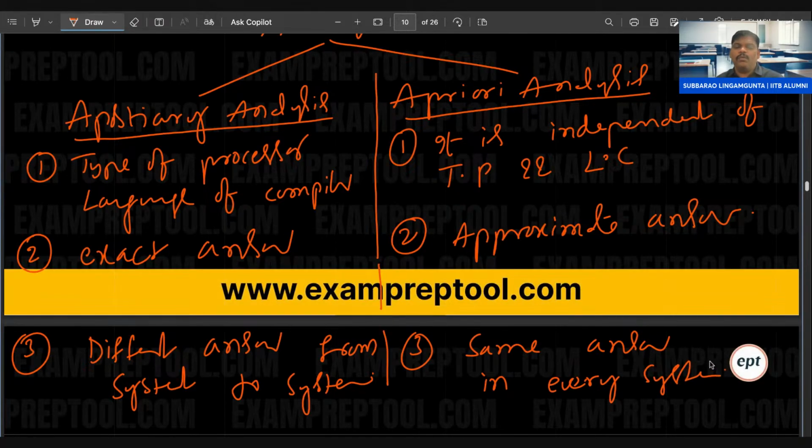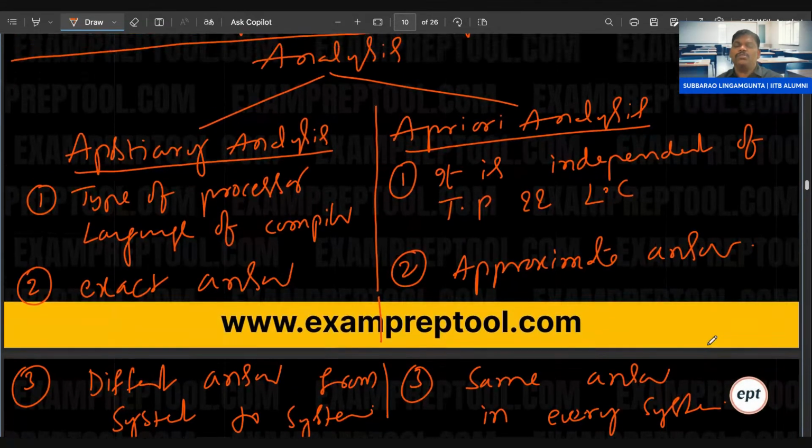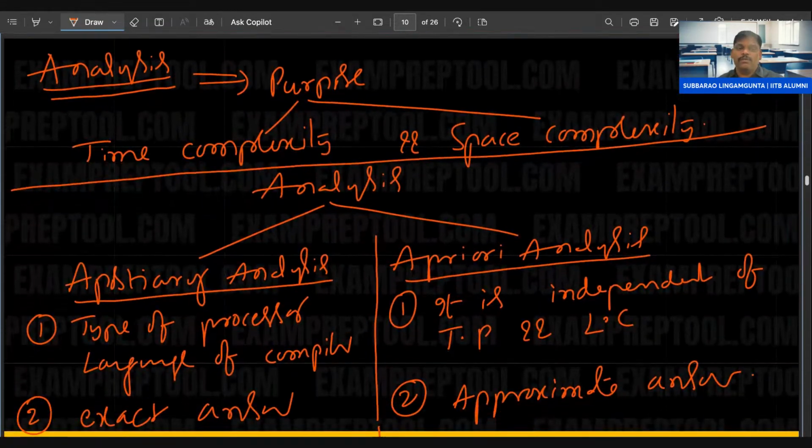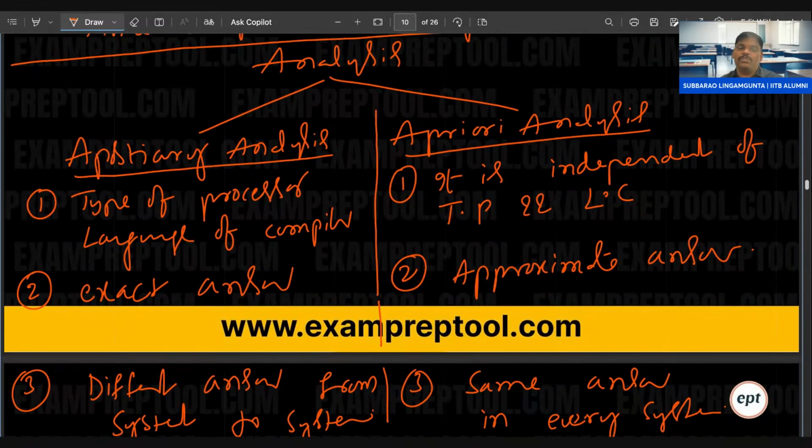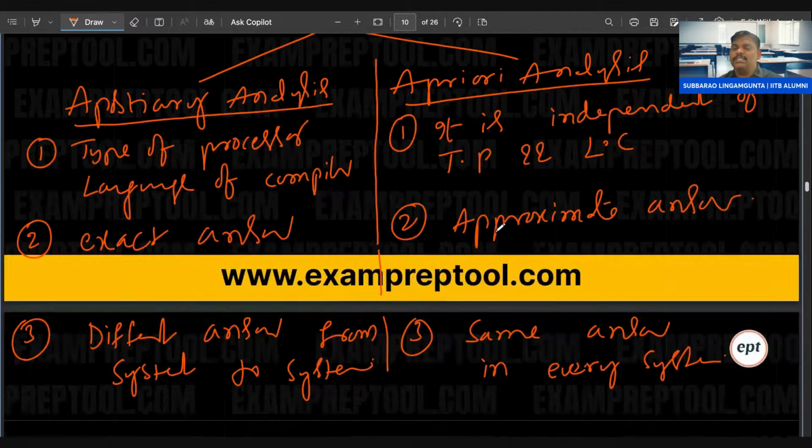So please take care about these three steps. Analysis: what is the purpose of analysis? Time complexity and space complexity finding. Next, how many types of analysis? Posterior analysis and priori analysis. Posterior analysis is dependent on type of processor and language of compiler. In priori analysis, it is independent.